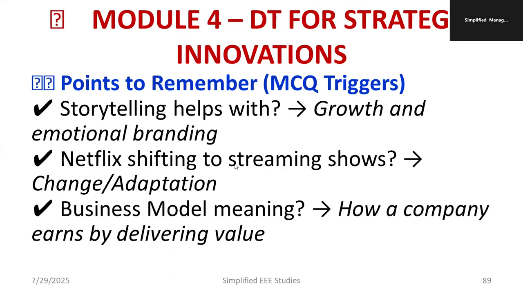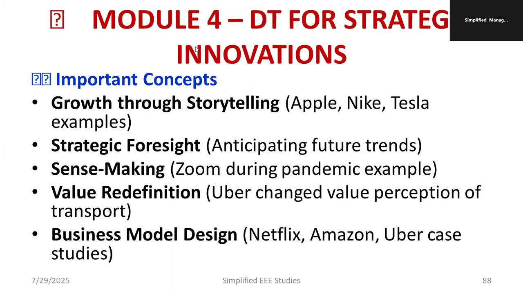Coming to module number 4, the title is IDT for strategic innovation. Then, grow through storytelling. You have to talk about storytelling. Apple, Nike, Tesla are examples. Many organizations grew based on the concept of storytelling. Then strategic forecast is nothing but anticipating future trends, future projection. Then sense making, with Zoom during the pandemic as an example.